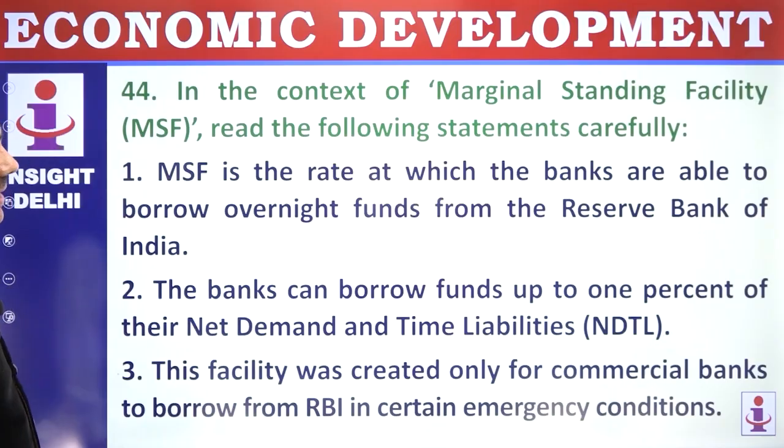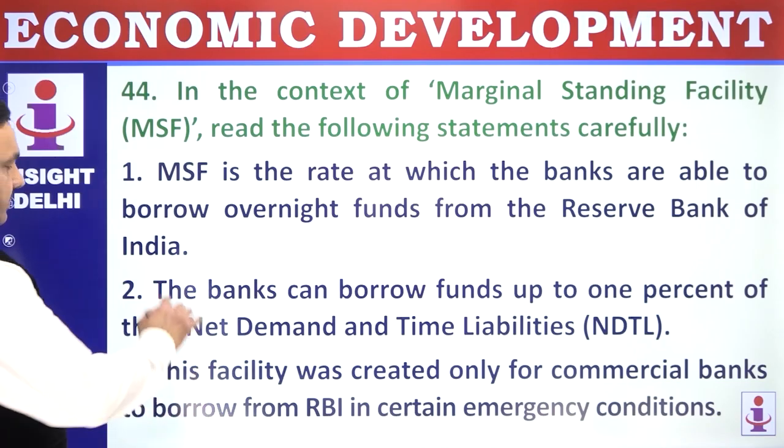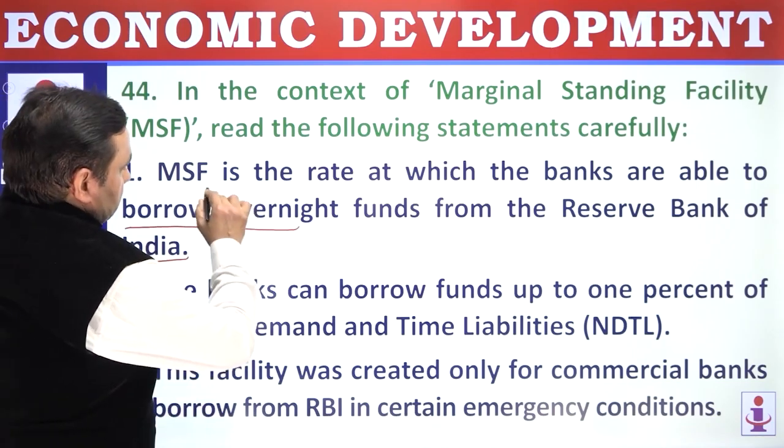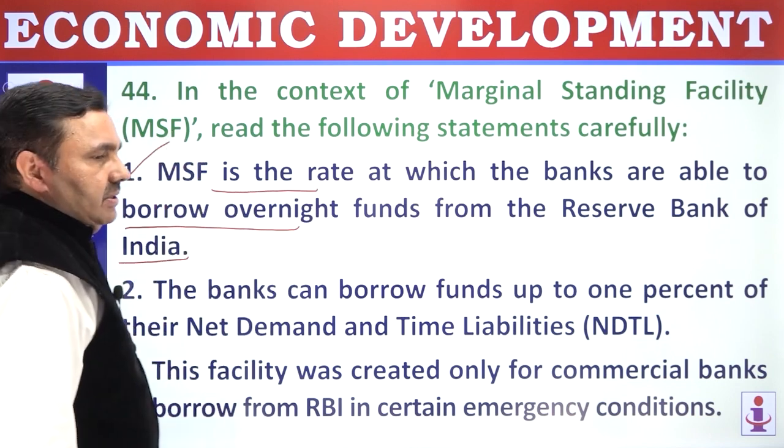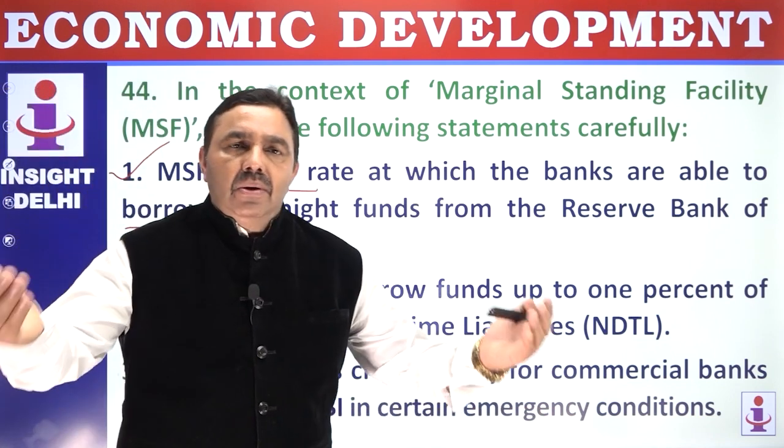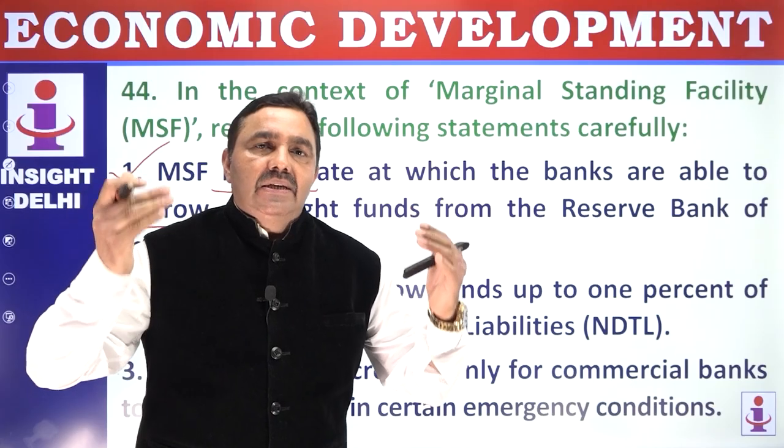44. In the context of marginal standing facility, MSF, read the following statements. MSF is the rate at which the banks are able to borrow overnight funds from the Reserve Bank of India. Suppose banks have given too many loans, now they have less of CRR. CRR limit is not there. So they can borrow money through the MSF facility.